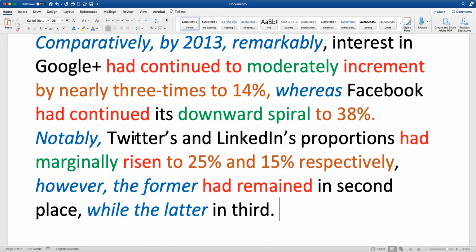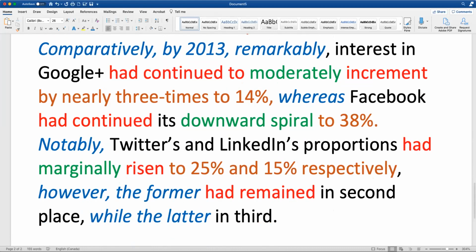However, the former, Twitter, had remained in second place, while the latter, LinkedIn, in third. Any questions about this sentence? Does this continue to 38%, or is it apart? In comparison to 38? It means notably, you put apart, or continue this point to 38. Oh, no, this is all one paragraph. Same paragraph. This is a new sentence, but same paragraph.